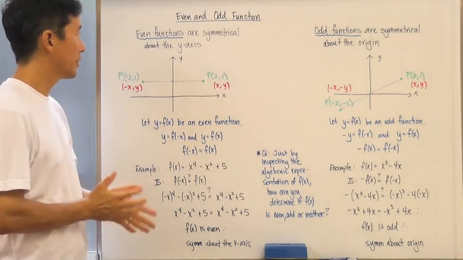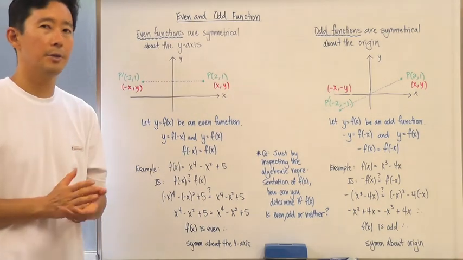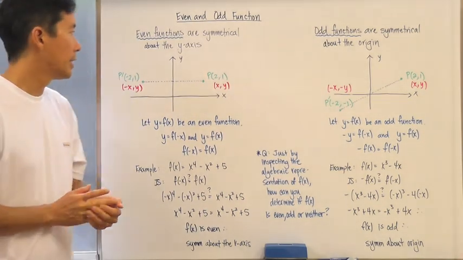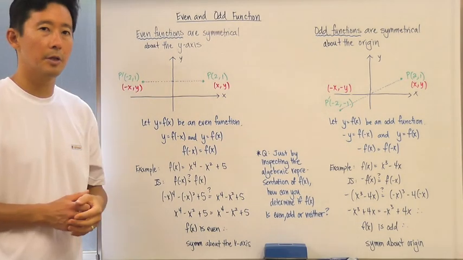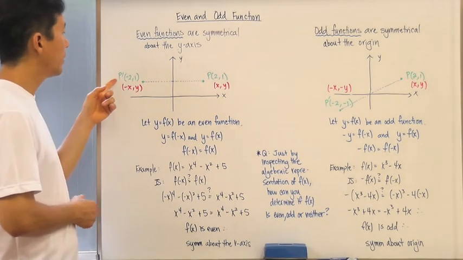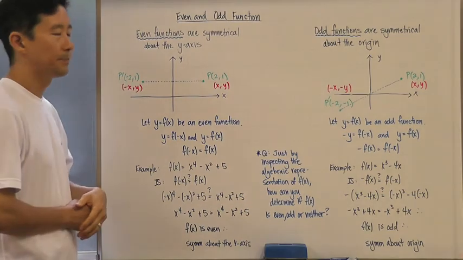Now, being that we know that the function is an even function and it's symmetrical about the y-axis, then we know that this point over here also has to exist on the graph. And that point would be P prime at (-2, 1).